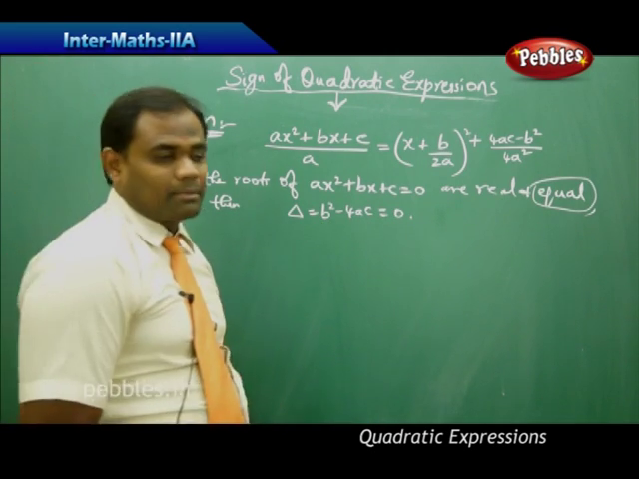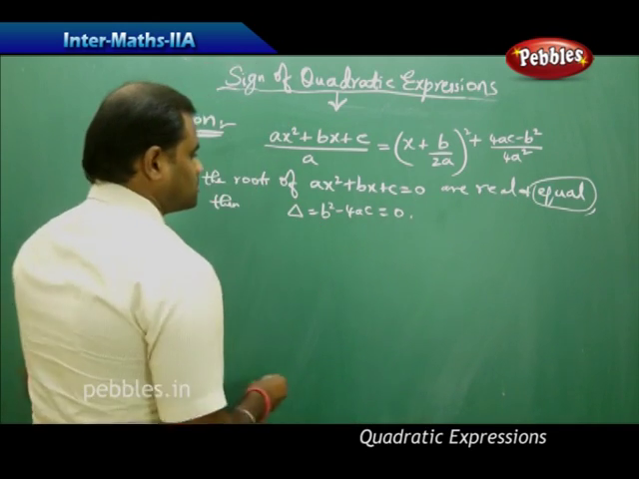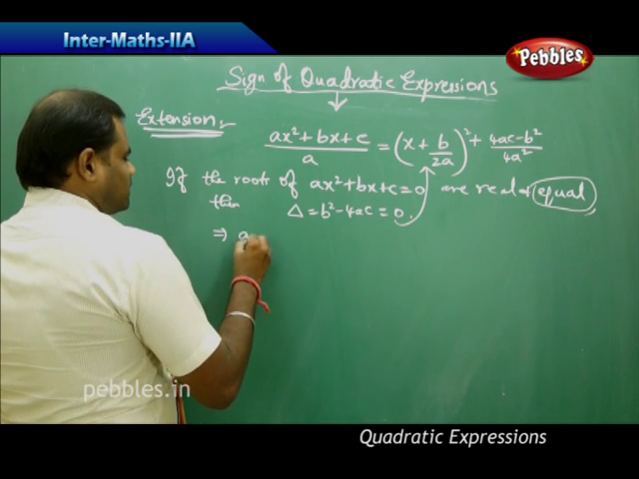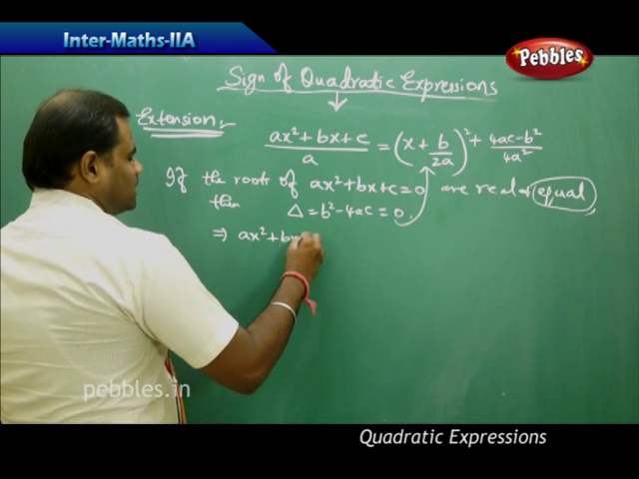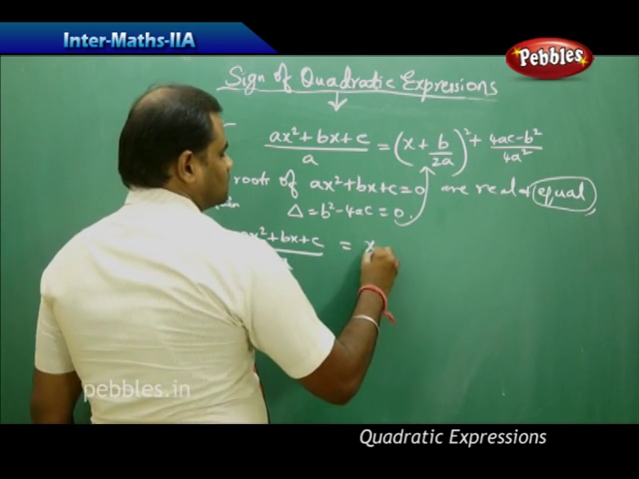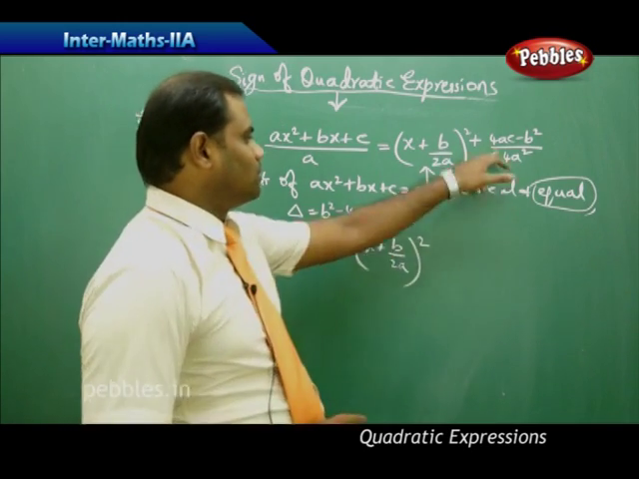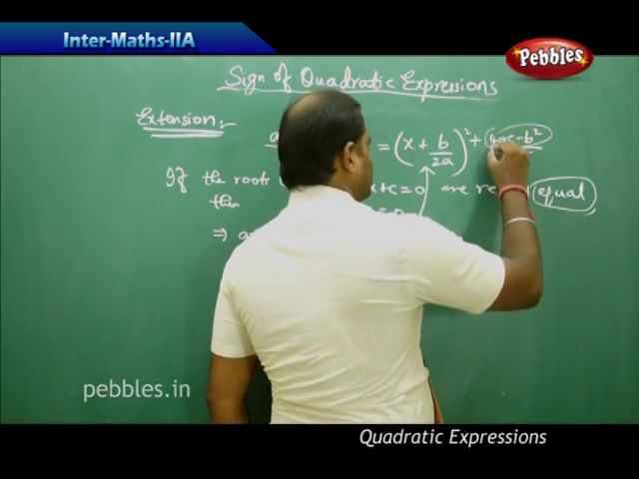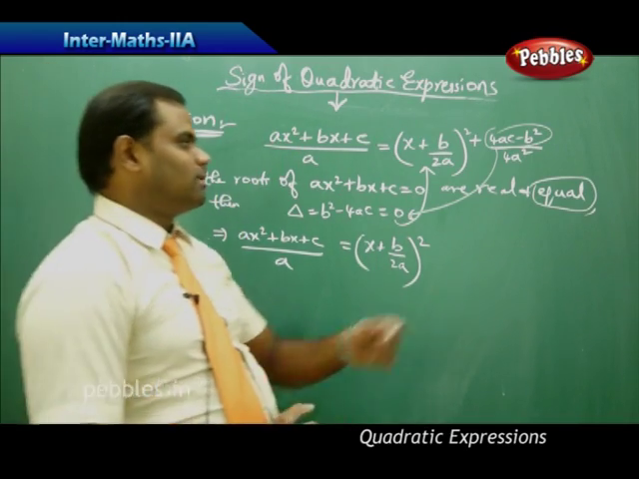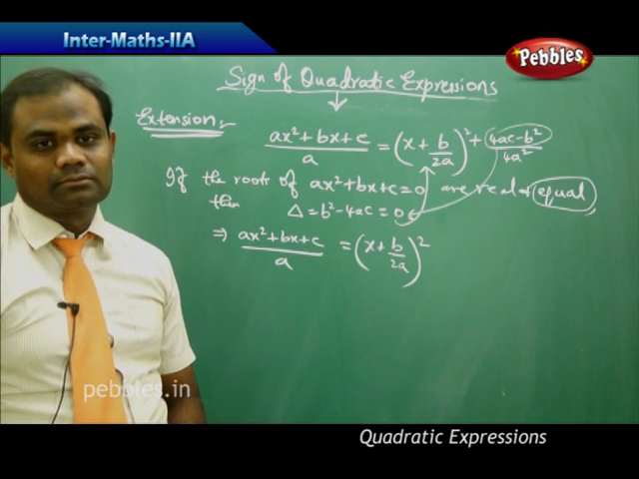So let's see what happens in the case of the roots being real and equal when substituted into this. So therefore, I obtain ax squared plus bx plus c by a is x plus b by 2a whole square, because the whole of this gets vanished when I substitute b squared minus 4ac equal to 0. 0 by 4a squared becomes 0, and hence we get only this.